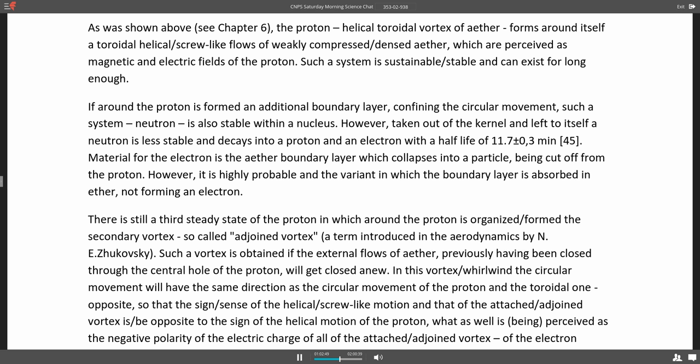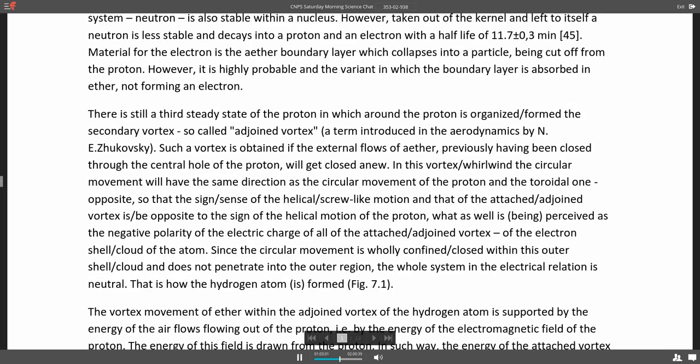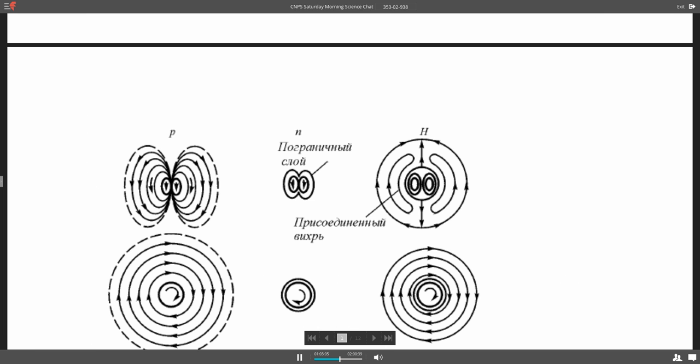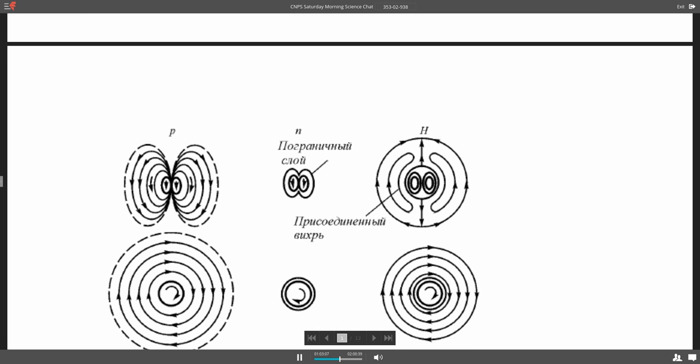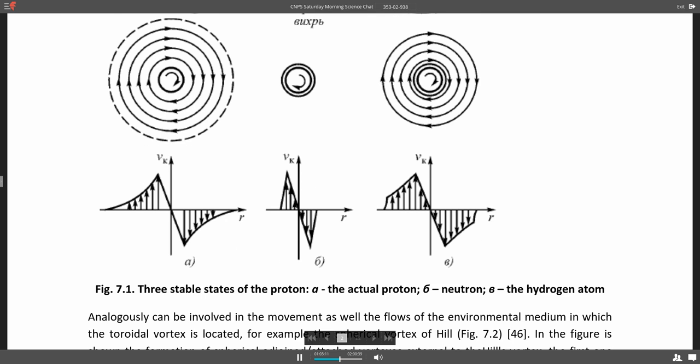So in the same way as around the proton, the boundary layer gets formed. That happens in those compounds. So actually, he gets back to the proton here and shows three stable states of the proton. He shows how we can, okay, maybe to reduce this.